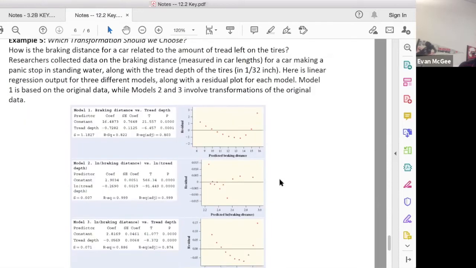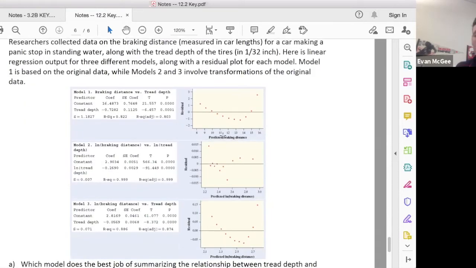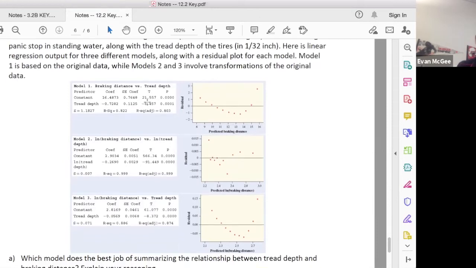So they're comparing the braking distance versus the tread depth. And so this first model is the original data. This is just what they plotted. And you can see there is an obvious curve in the residual plot, which means that linear model is not a good fit. The second one, they took the natural log of braking distance and the natural log of the tread depth. And here you can see the residual plot.